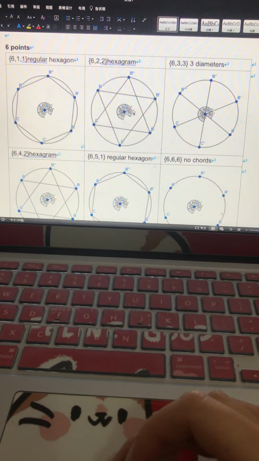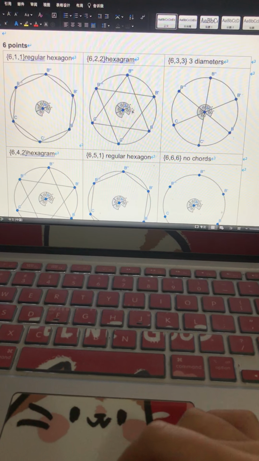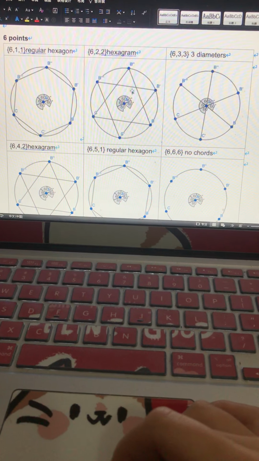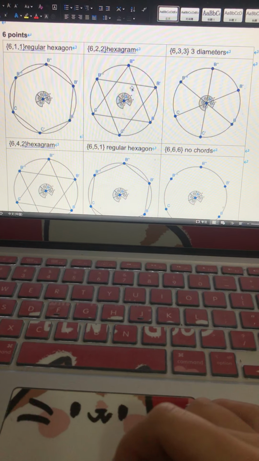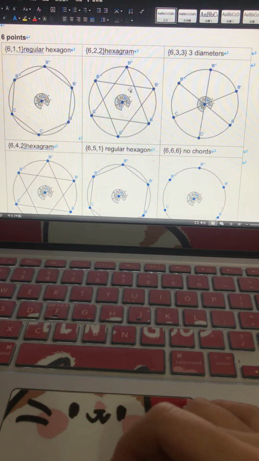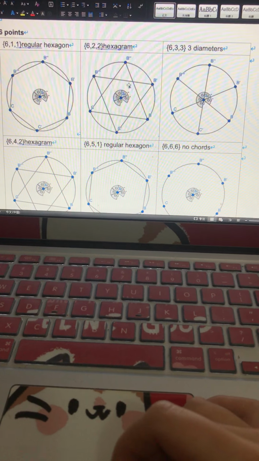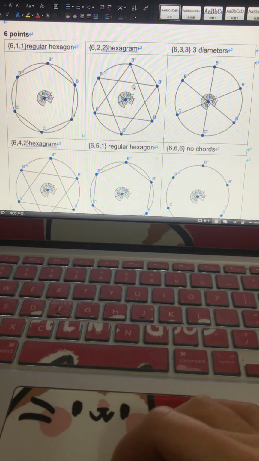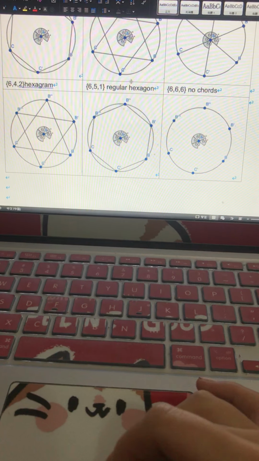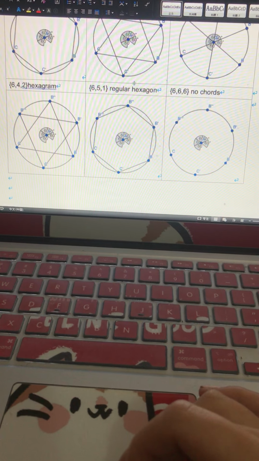Following will be the circles with 6 points. The first one will be gap of 1, I pick up my pen 1 time. And the second one will be gap of 2, I pick up my pen twice. And then the following will be gap of 3, I pick up my pen 3 times. And the following will be gap of 4, I pick up my pen twice.